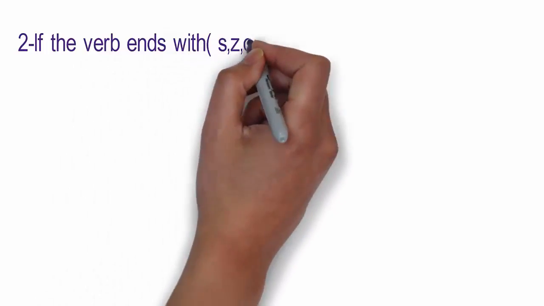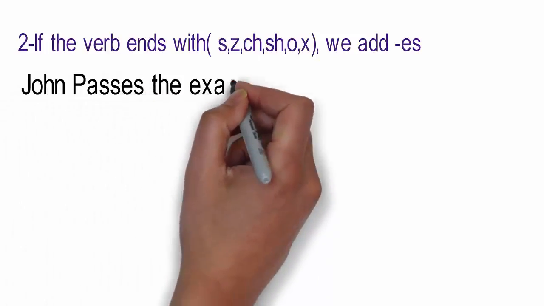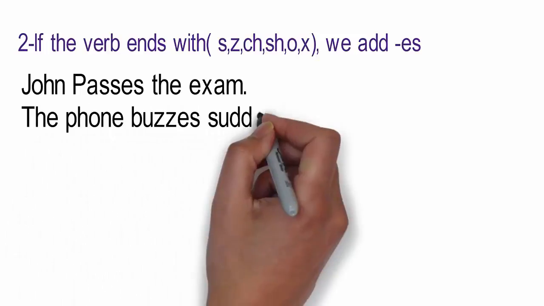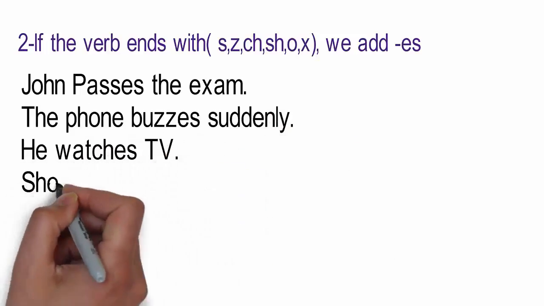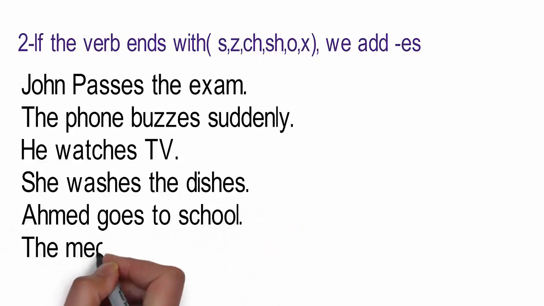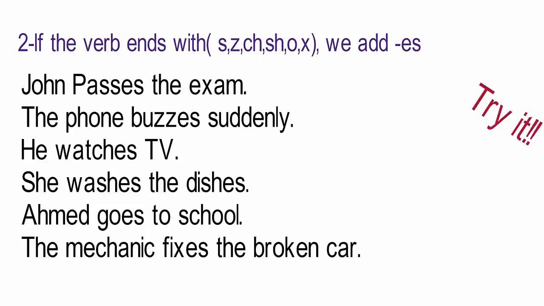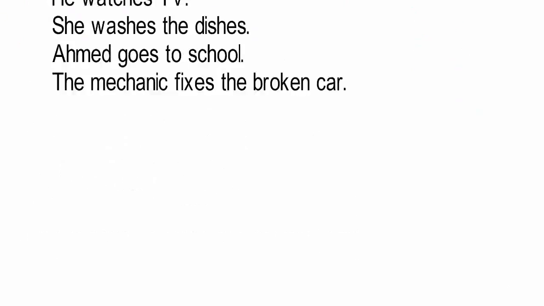Sometimes we don't just add s. When should we do this? If the verb ends with one of these letters, S, Z, CH, SH, O, or X, we don't add just s, we add es. For example, John passes the exam. The phone buzzes suddenly. He watches TV. She washes the dishes. Ahmed goes to school. The mechanic fixes the broken car. So, with these examples, we didn't just add s, we added es because the verbs end with these letters: s, z, ch, sh, o, x. Now it's your turn. Try to think of some verbs that end with these letters and add es to them.